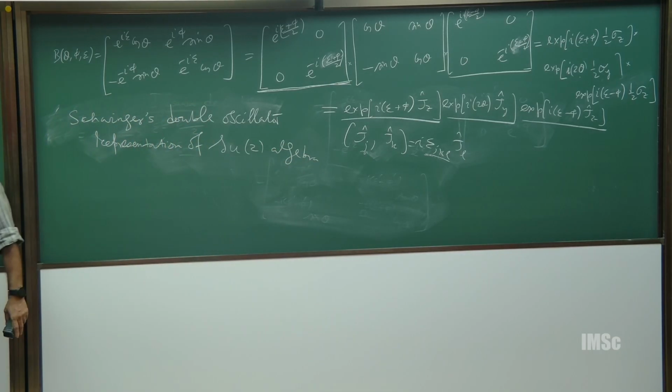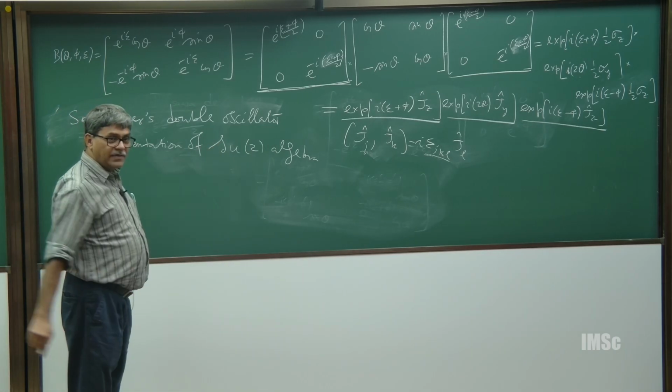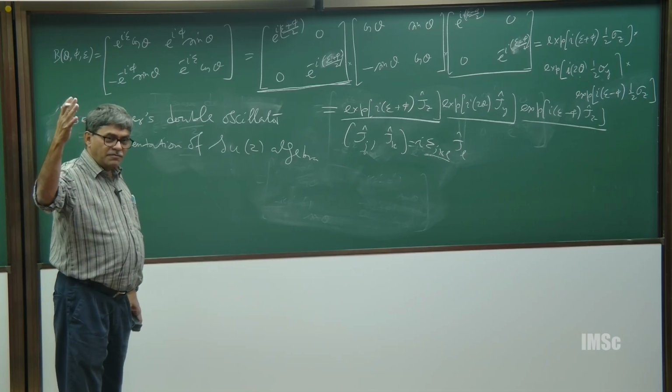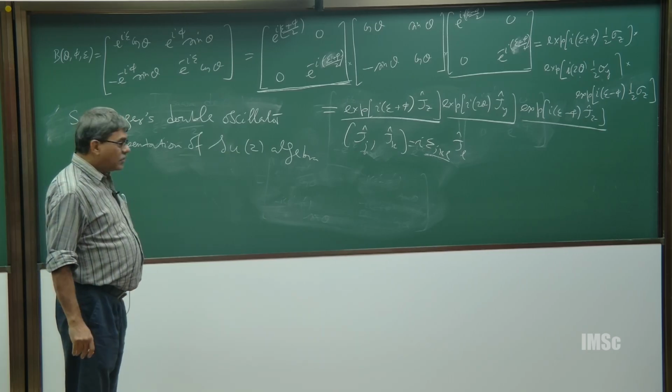When I talk about algebra, I only talk about the generators. Okay. So, Schwinger has given this double oscillator representation of SU(2) algebra, and the generators are these Jz, Jy, Jx. Okay. Now I want a representation of Jz, Jy, and Jx in the double Fock space, the tensor product of Fock spaces. And these are the generators.